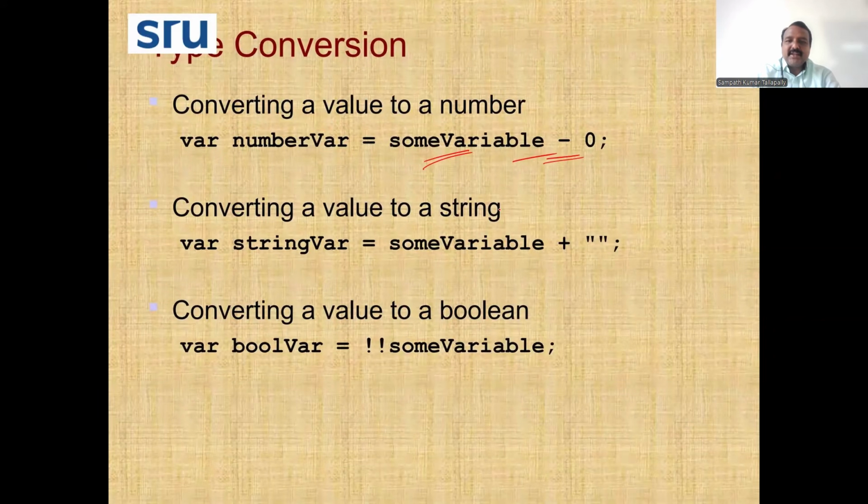Converting a value to a string. Whenever this one is converted to a string, then converting a value to a Boolean, right? When I want to convert this number into a Boolean, then we are going to have these two operators.